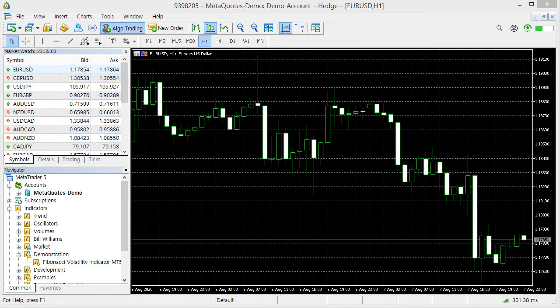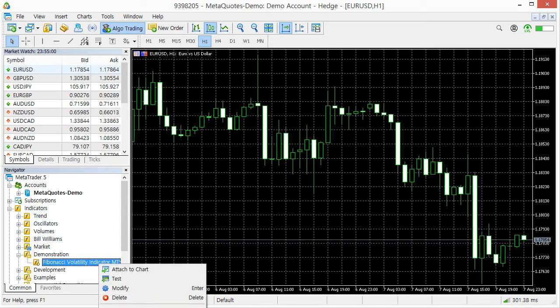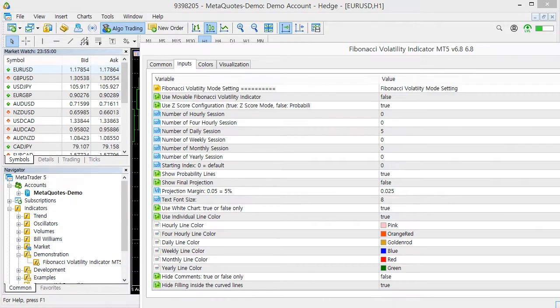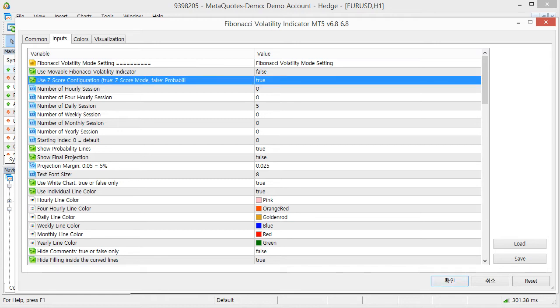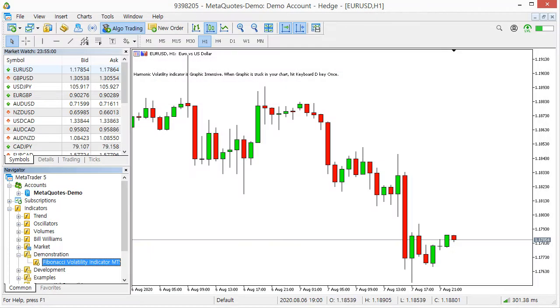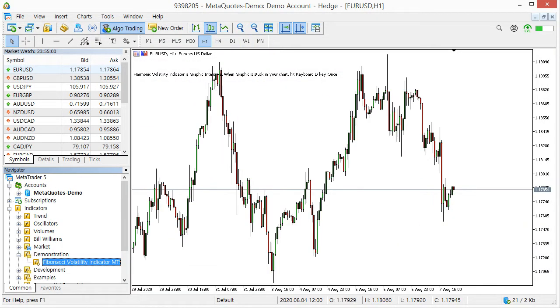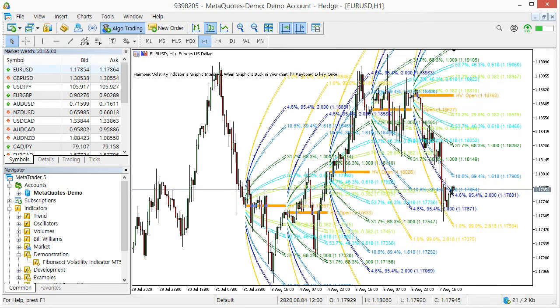In this video, we will provide a brief guide on the functionality of the Fibonacci Volatility Indicator. Attach the indicator to the chart. The inputs page will pop up. We will be using Z-score configuration mode.